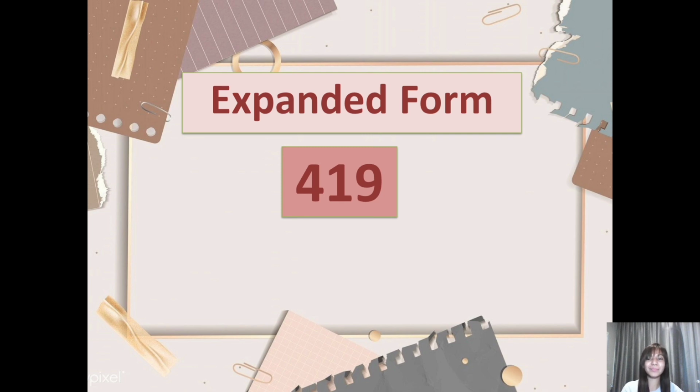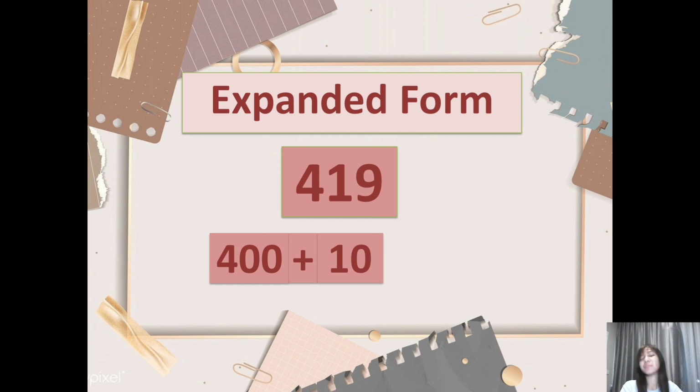Okay, next. 419. So 4 is 400. 1 is, okay, plus 10, plus 9 is just 9 because it is in the ones value, so 9 units. Okay, the expanded form of 419 is 400 plus 10 plus 9. Okay?